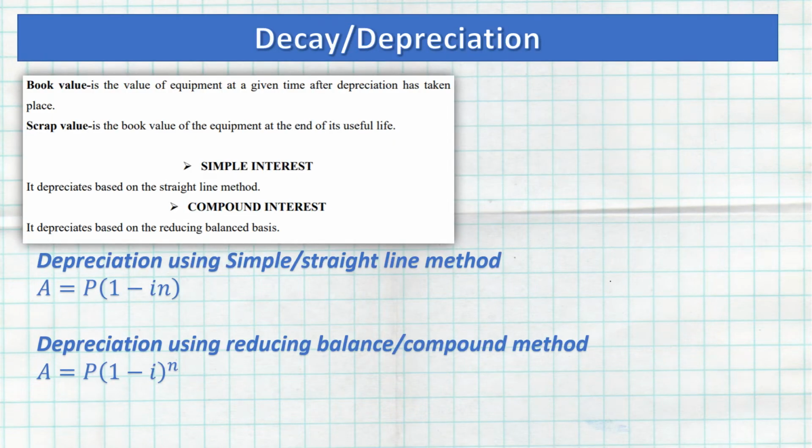Okay, let's move to our second part. We just want to focus also on decay or depreciation. With decay or depreciation, you find that something is losing its value. For example, the phone that you bought 1 year ago, if you want to sell it this year, you'll definitely not sell it for the same amount that you bought it for, because over time items may depreciate.